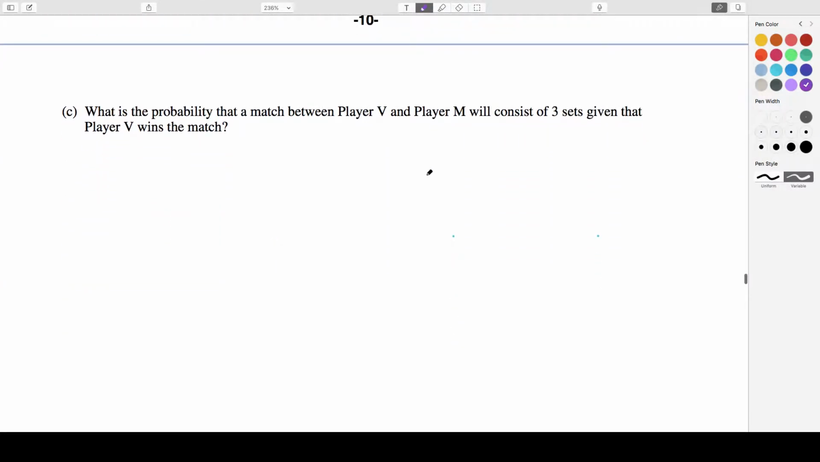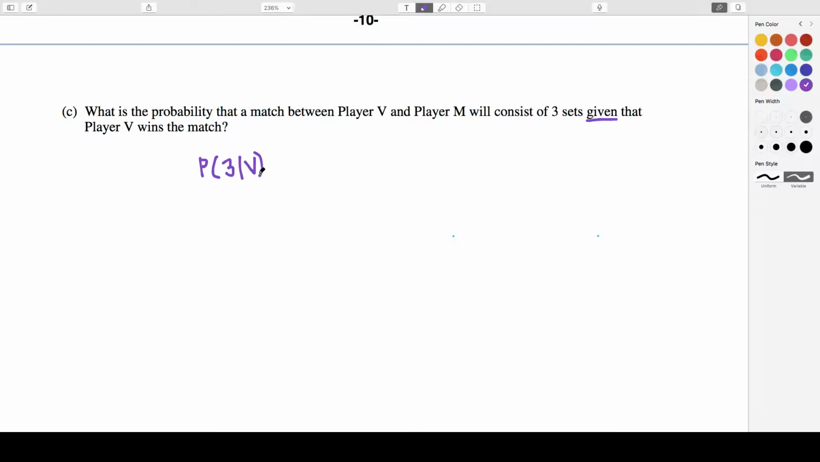Here we go. What's the probability that a match between player V and player M will consist of 3 sets? Very important word. Given that player V wins the match. So let's set up the probability that they win 3 given V wins.